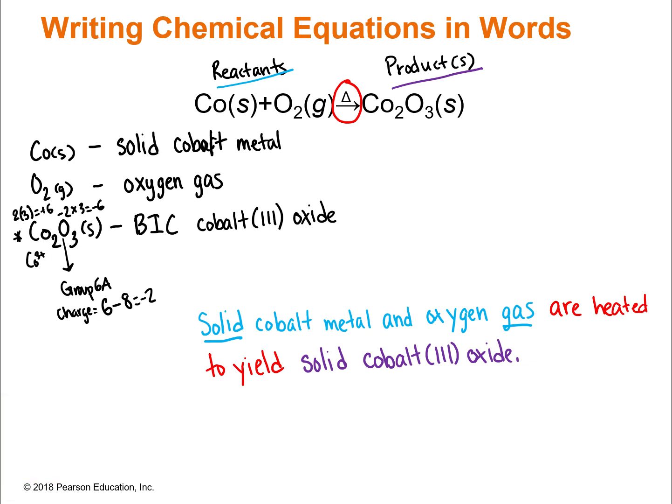So does everybody see the pieces of writing a chemical equation in words? We've got our reactants, then the yield sign, and if there's any kind of a heat or catalyst, and then the products. How do we feel about that?